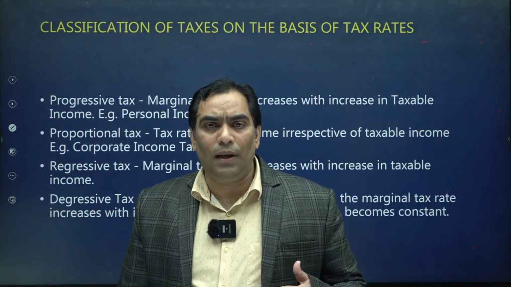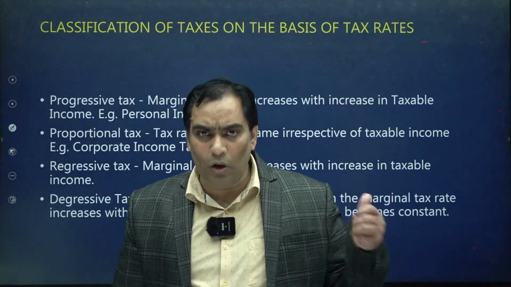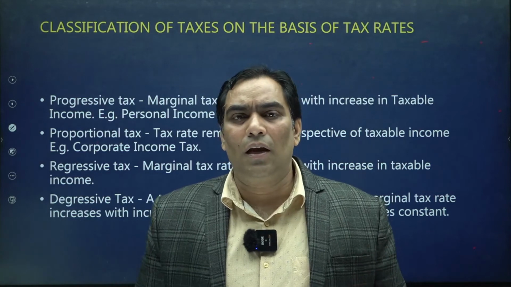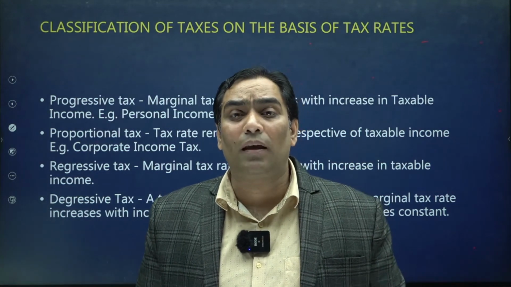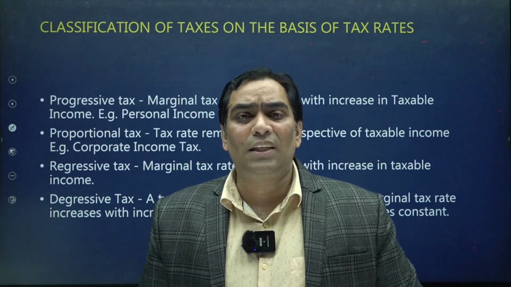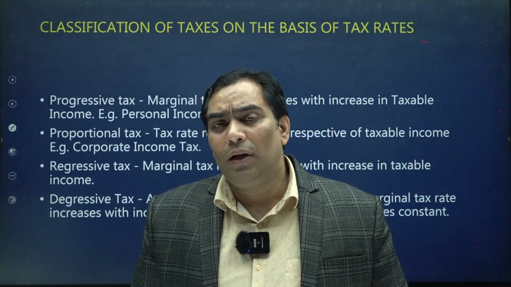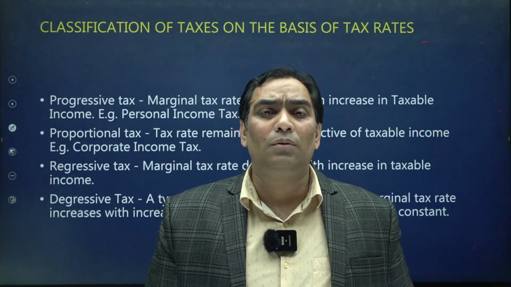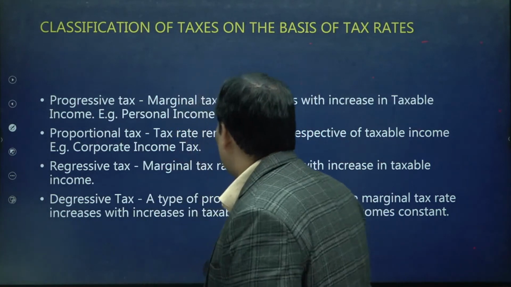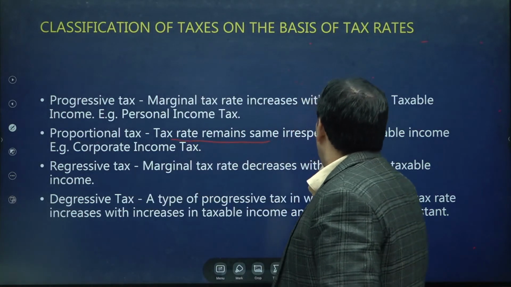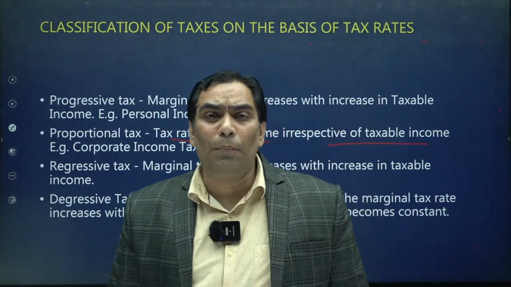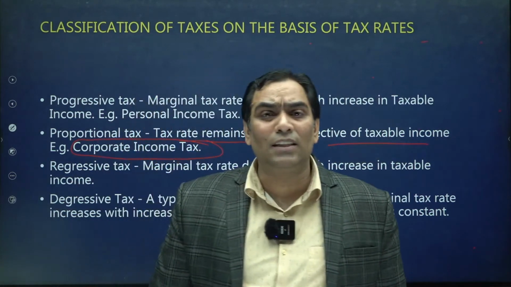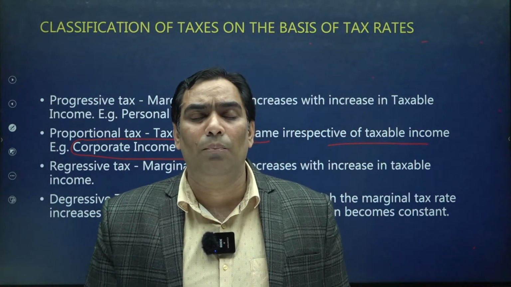I am going to repeat once again, what is proportional tax system? In case of proportional tax system, the marginal tax rate remains constant irrespective of the taxable income. That means taxable income may be increasing, but marginal tax rate is not increasing. That type of system is known as proportional tax system. And corporate income tax is the example of proportional tax system in India.